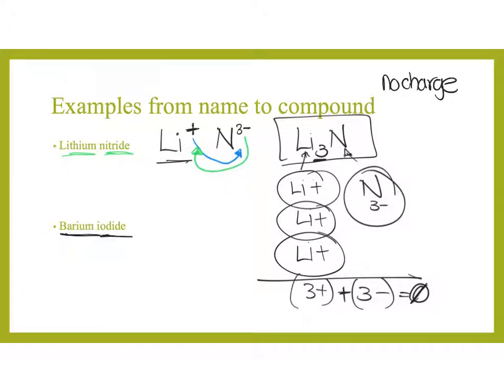Okay, let's try it with barium iodide. So barium I'm going to look up, and I'm going to see that it's 2 positive. Iodine I'm going to look up, and I'm going to see that it's 1 negative. Okay, so that means that the 2 is going to go down here. So I write BaI2. Okay, this one just has a 1, right? And so I don't really write the 1 in here. Again, that looks funny. So I don't write it in there.